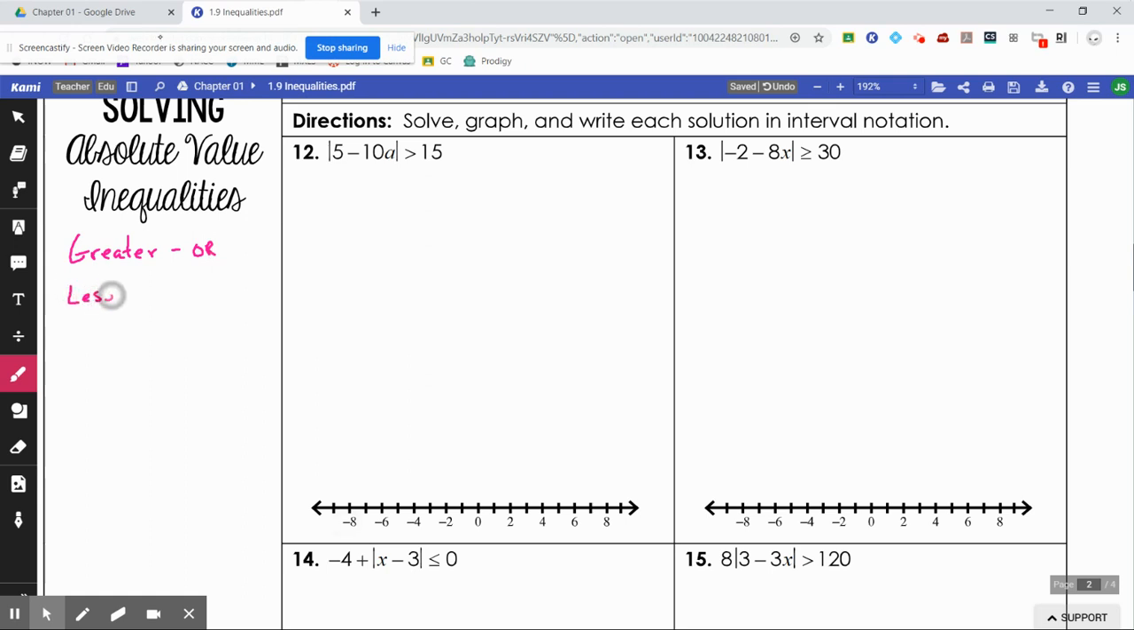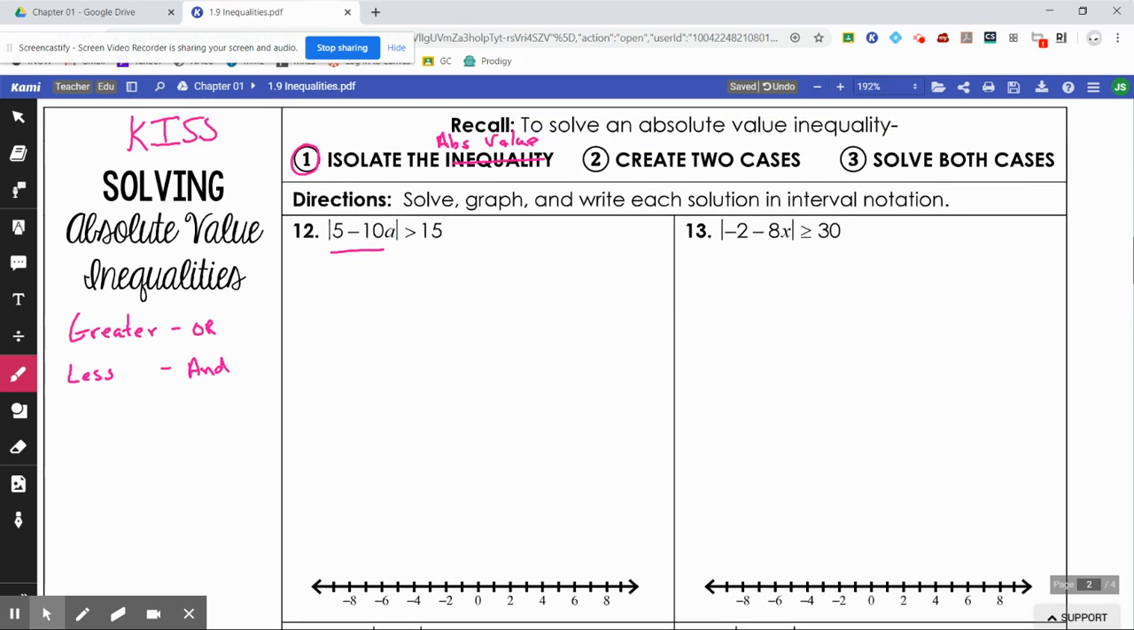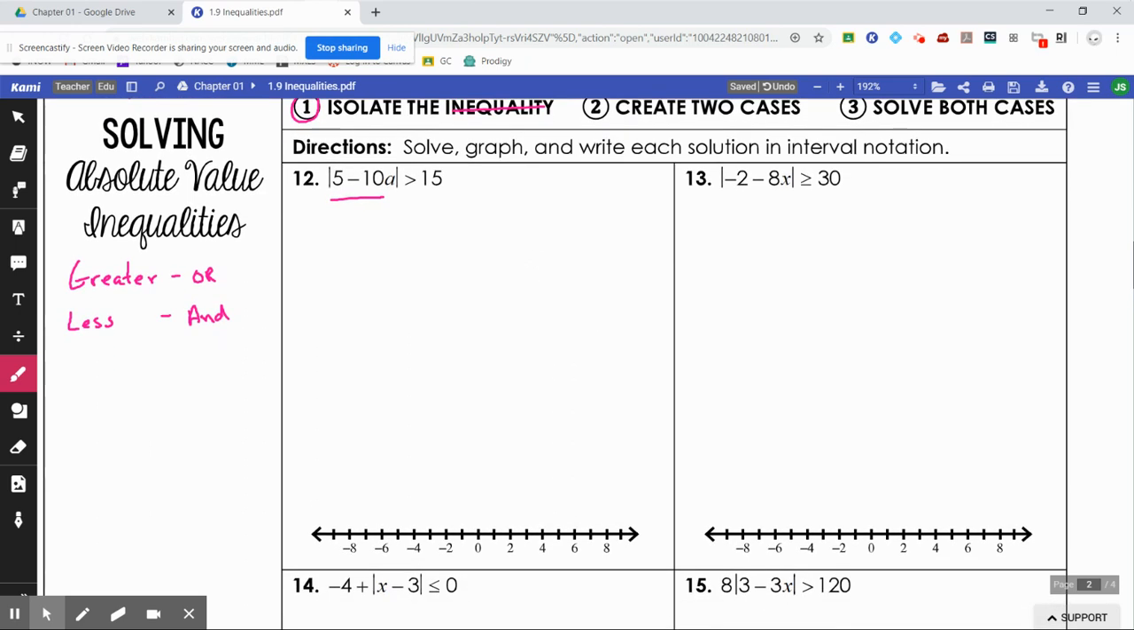For all less than or equal to's, these will be and statements. So we're going to isolate, we're going to get our absolute value by itself. If it's greater than, we're going to write an or statement. If it's less than, we're going to write an and statement. Then we're going to do all this other stuff. Okay, so here we go.